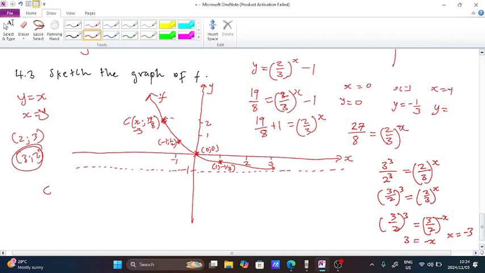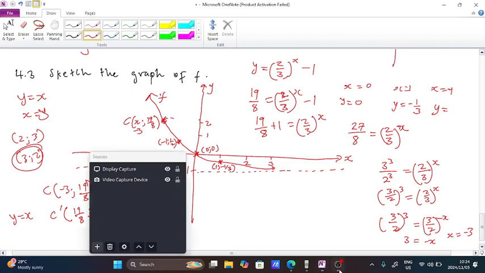So now we know our x is negative 3, but they want the image. So C has coordinates negative 3 and 19 over 8. Now what is the C image reflected about y equals x? The C image will be 19 over 8 and negative 3. And that will be the case there.